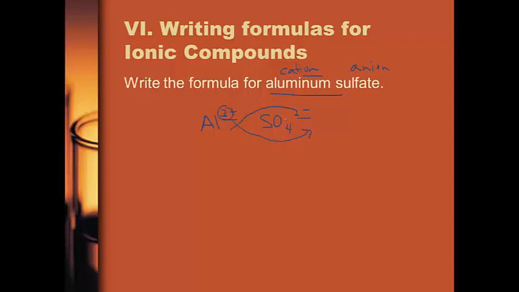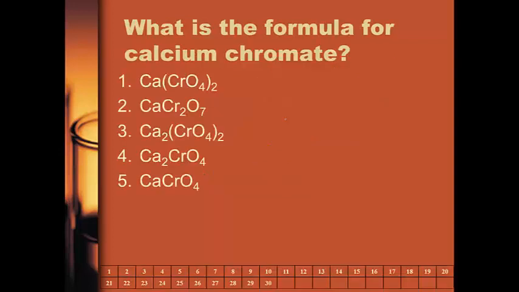So, Al2. Now, it's a polyatomic ion. I need 3 of them. You must write it in parentheses and then put your subscript outside of that. Al2(SO4)3. Okay, so, again, do this one, pause it, do this one, come back, check your answer.